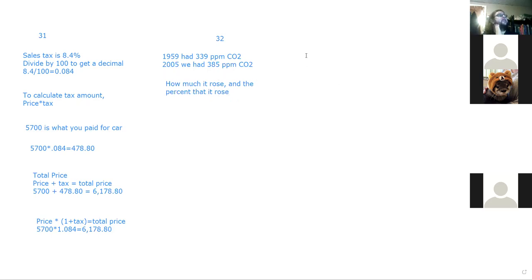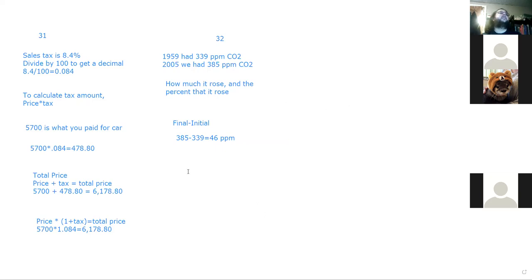So the amount that it rose is pretty easy. That's nothing more than final minus initial. So we have our final amount, which is 385, and we had our initial at 339. So 385 minus 339 is 46. So we rose 46 parts per million. So that's the basic amount that we rose in order to have our current CO2 levels.